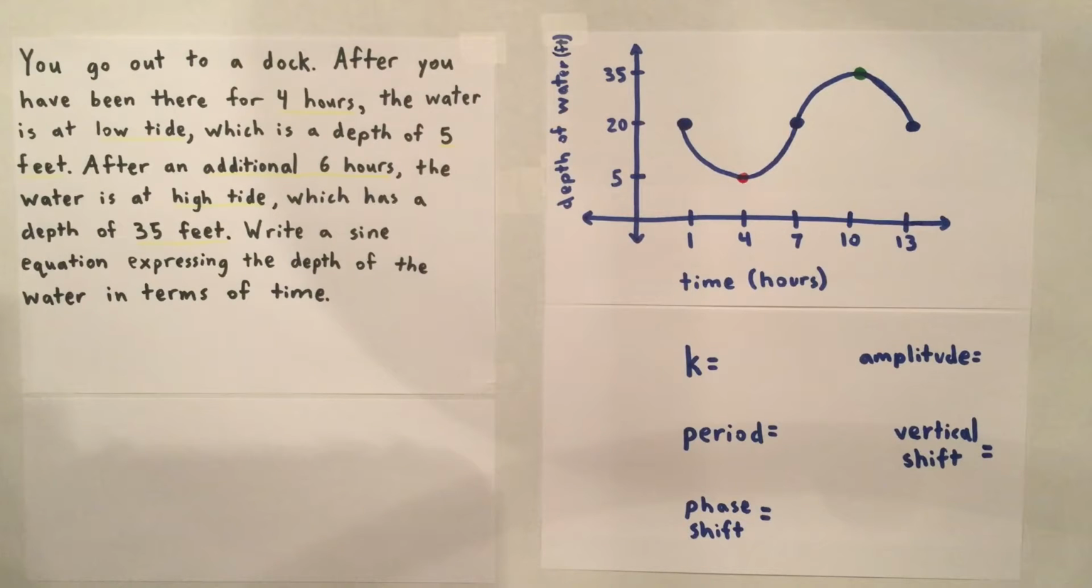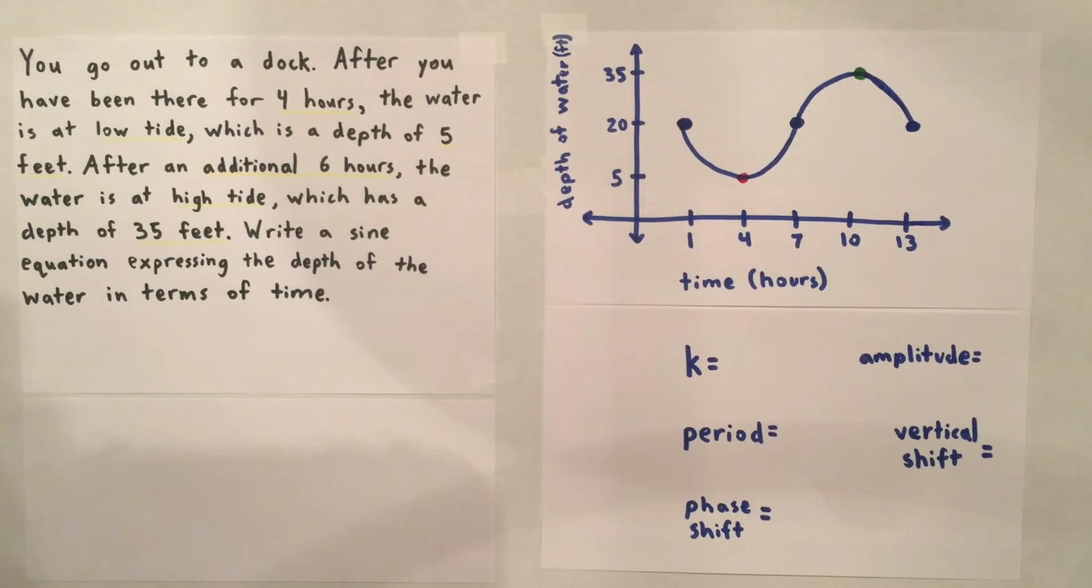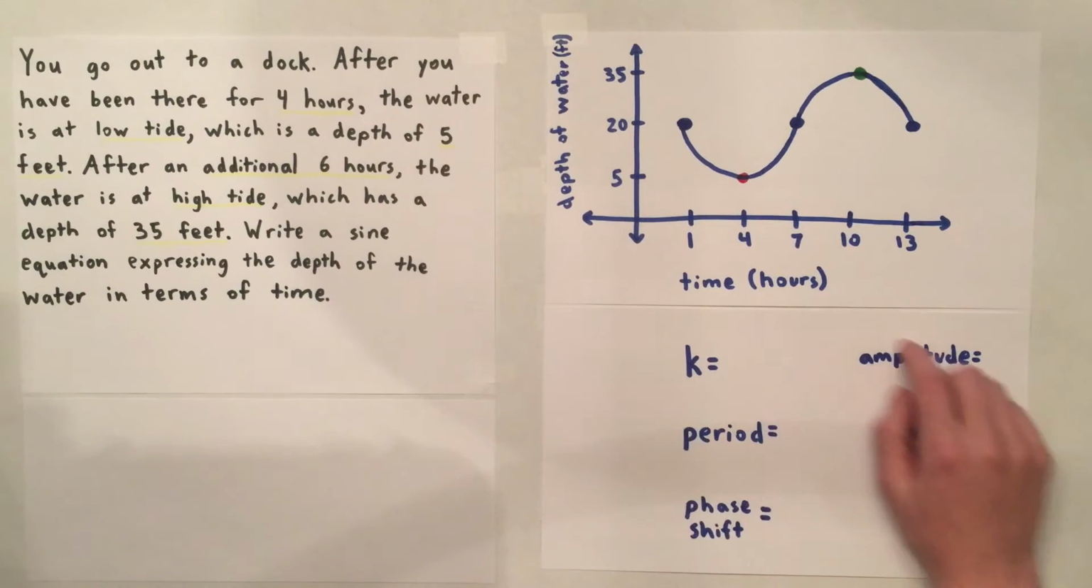So, in the previous video, we created this graph to model this situation. Now, we can use this graph to make the sine equation that this problem wants us to find. To form this graph into an equation, I need to find these pieces of information.